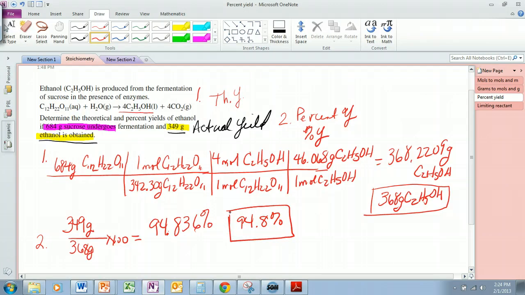There we go. We did our percent yield, we did our theoretical yield, starting with theoretical yield and then doing our percent yield. Hope that's helpful. We only have one type of video left. That will be limiting reactant. Unfortunately, that's the longest one to do, but I do have a foolproof method and I think you'll like it. Okay, talk to you in a bit.